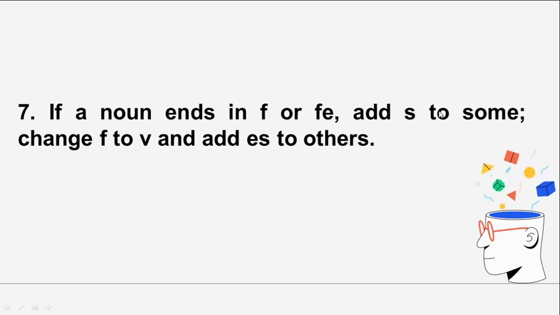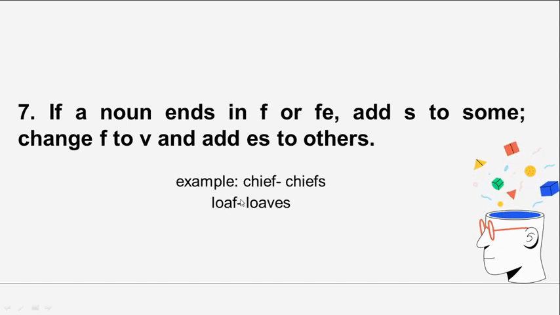If the noun ends with F or FE, you need to add S to some. But for the others, you need to change letter F to V and then add ES. For example, chief, chiefs. As you noticed, you just add letter S at the end of the singular word, which is chief. Loaf, loaves. It ends with letter F, so we have to change F to V and then add ES, so it will be loaves.